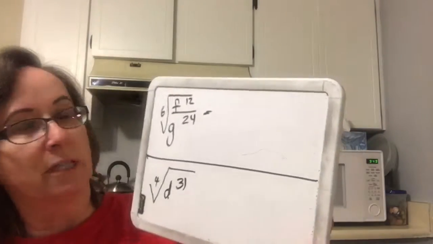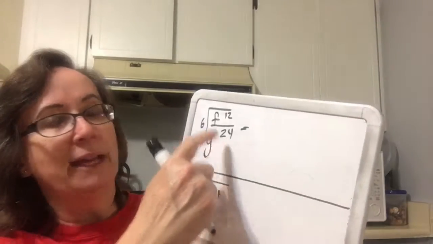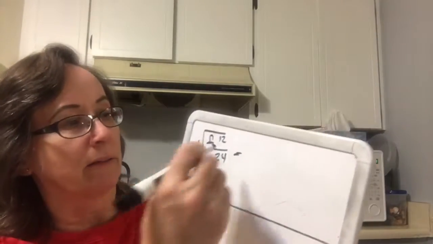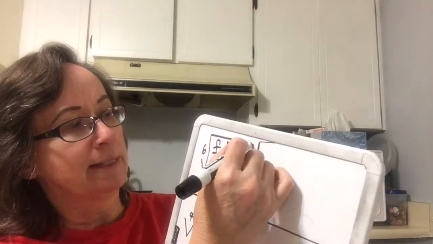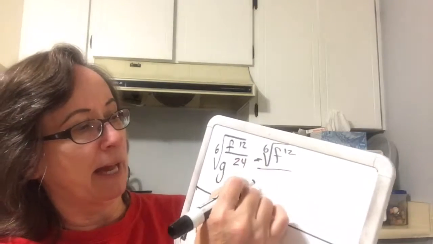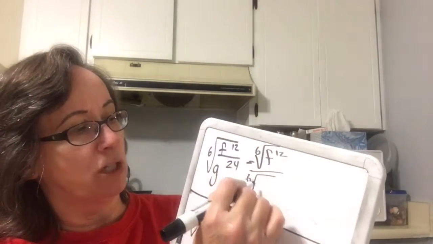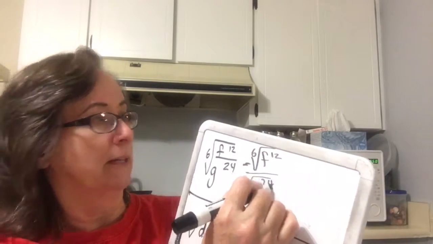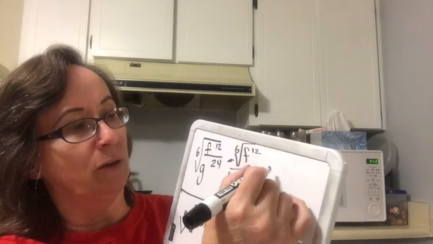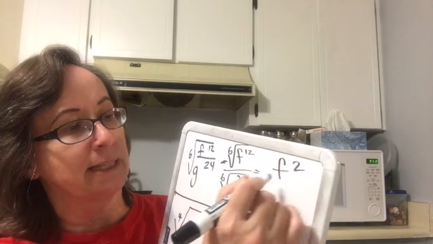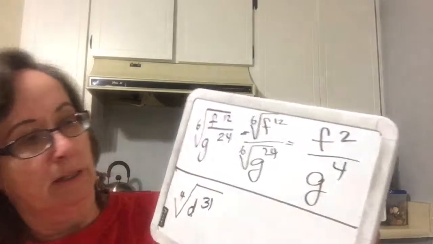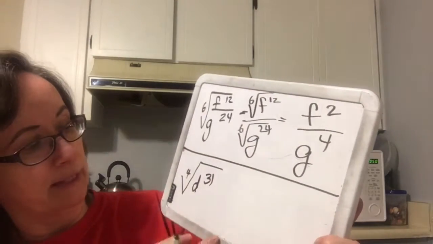The next one, we're talking about our quotient rule. There is no benefit to having these together in one radical. So we would break this apart: 6th root of f to the 12th divided by 6th root of g to the 24th. Since 12 divided by 6 is 2, that would come out of the radical as f squared. This would come out of the radical as g to the 4th. And that would be simplified.